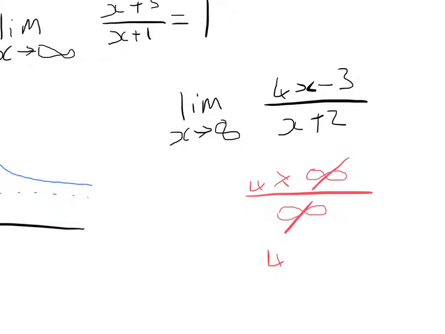Now, of course, we can't divide by infinity. It's not something that we're actually able to do. But in this situation, we're not saying that it's going to equal 4. We're going to say it's going to get very, very close to 4. And so our limit equals 4. And that's how we do a limit to infinity.